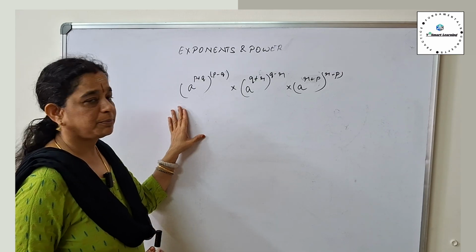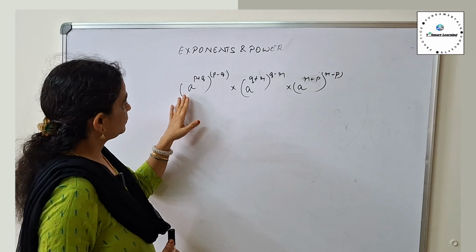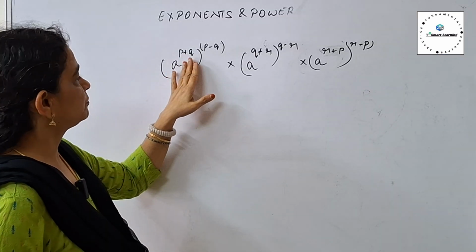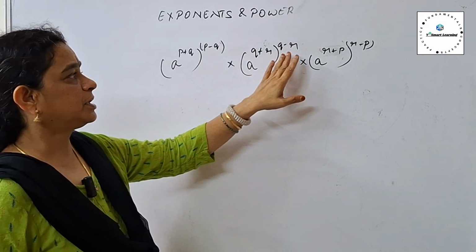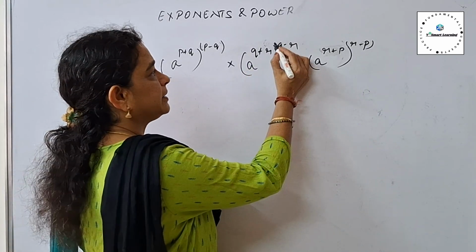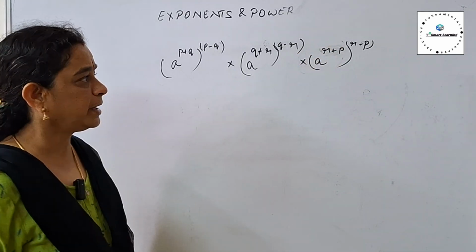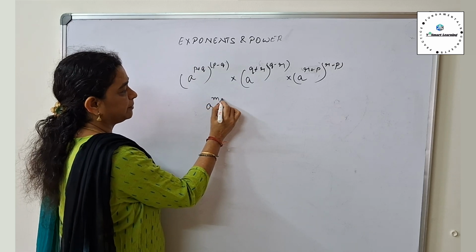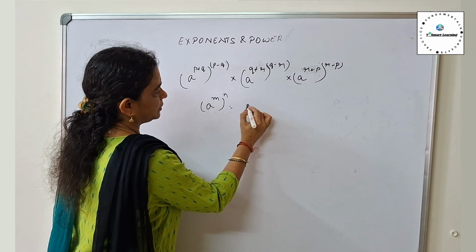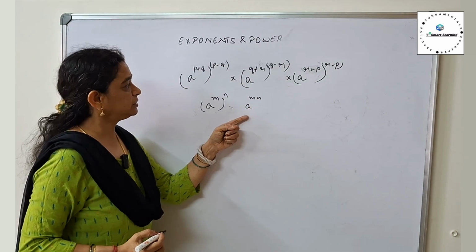I have taken up a typical problem and there's some learning from this problem also. So I have taken (a^(p+q))^(p-q) into (a^(q+r))^(q-r). Let me put the bracket. And (a^(r+p))^(r-p). Now you see that this is in the form of (a^m)^n is equal to a^(m×n). So that's the rule that we are going to apply.